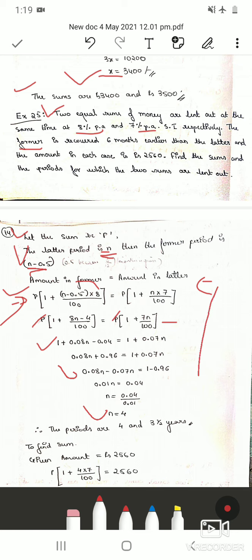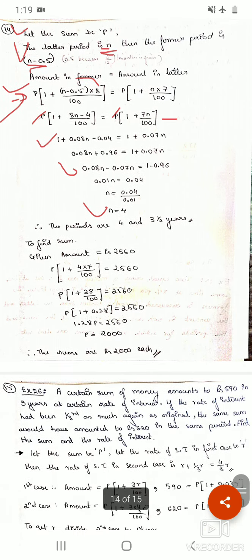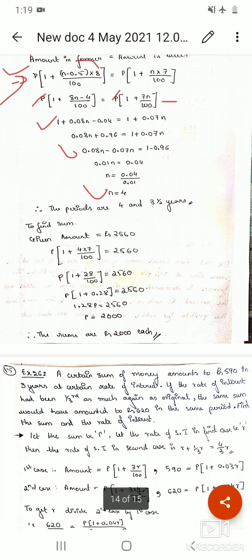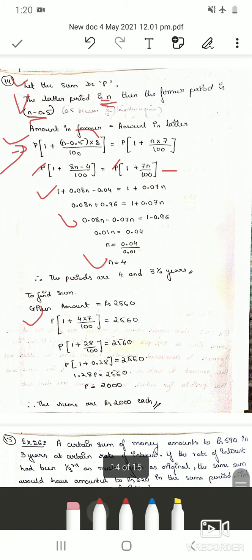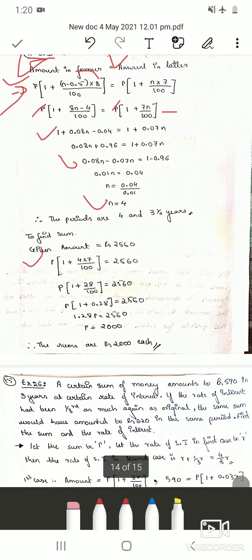Now we'll find out the amount. So we know that the amount they have given is 2560. So we know the formula, which is P into 1 plus N into R by 100. So we'll take any one. You can take either the amount for the former or the amount for the latter, and you can substitute. So I am taking when N is equal to 4.